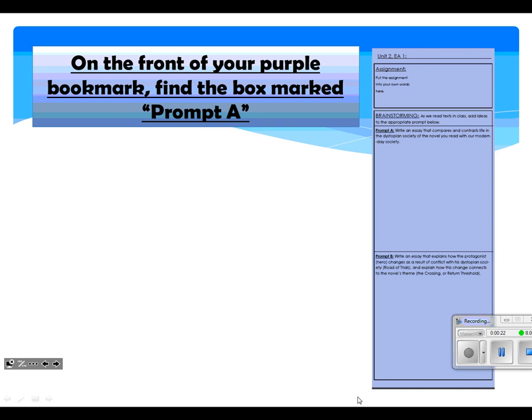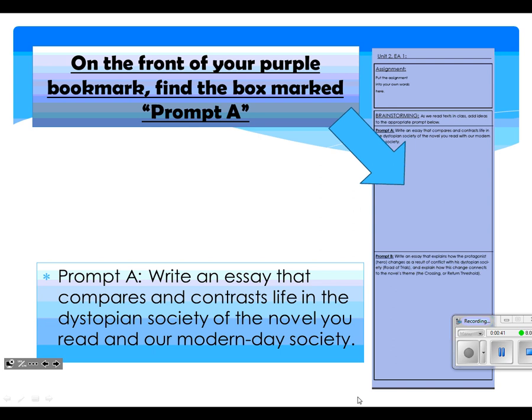So on that bookmark, again, if you don't have it, you guys just write this on separate paper. On the bookmark itself, though, where it says prompt A, and if you don't know what I'm talking about, look at the screen and look at where the blue arrow is, and then find it on your bookmark. We're going to be writing down some ideas for both options of the essay, all right? Now, prompt A is the compare and contrast version.